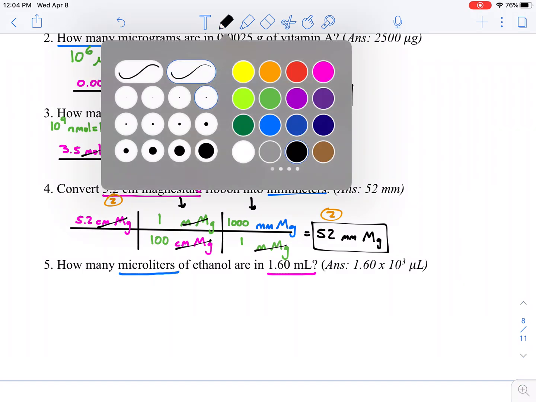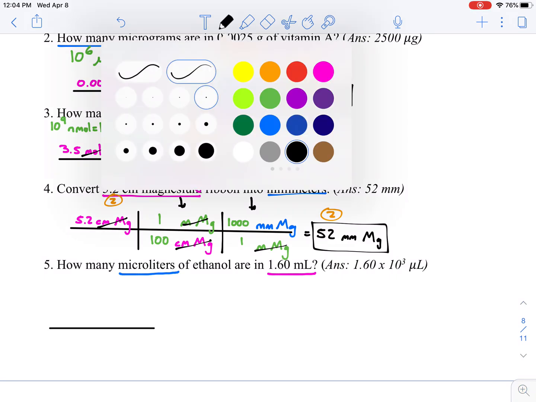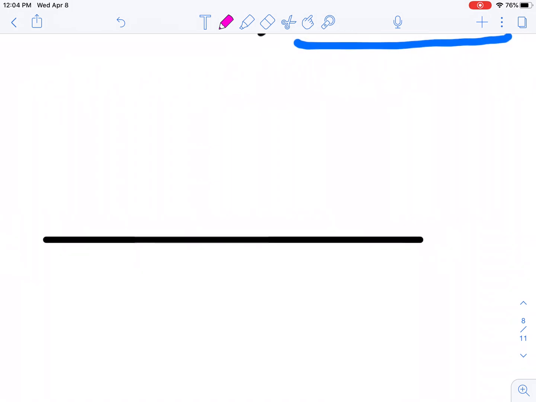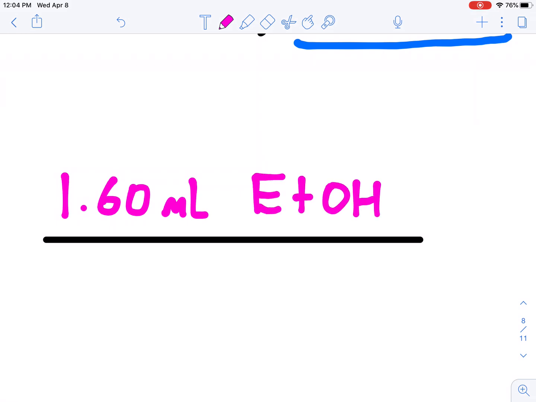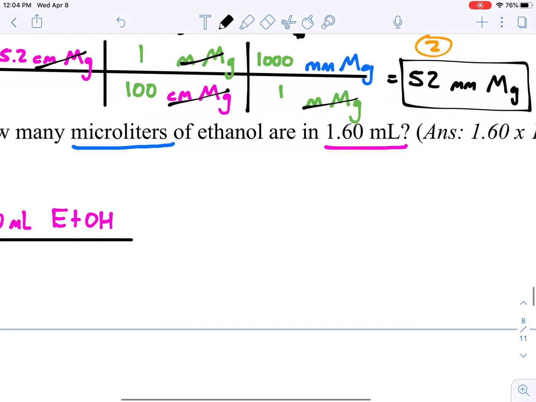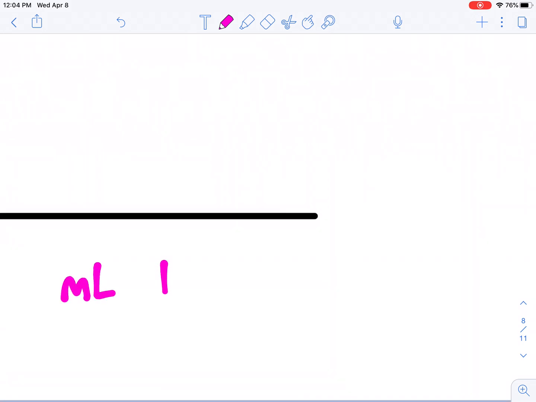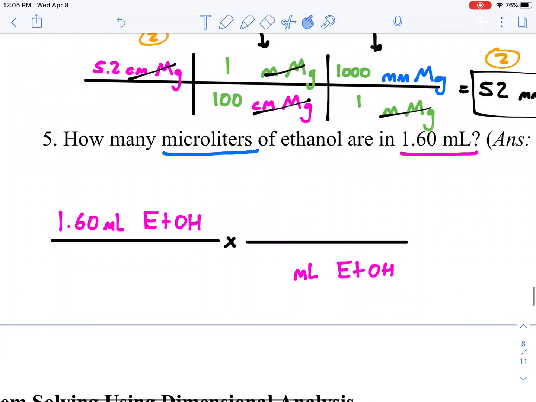So I'm going to set myself up a fraction line. And we're going to start with what we know, 1.60 milliliters. We're going to abbreviate ethanol, ETOH. OH is an abbreviation for alcohols. We're then going to multiply by a fraction, and right off the bat, we know something about that fraction. We know something really important, which is its denominator. We know that down here in the bottom, we are going to put milliliters of ethanol. Why do we know that? Because it needs to cancel out. So the pinks are going to cancel out.